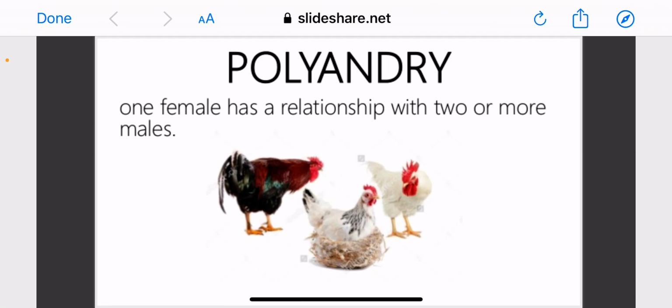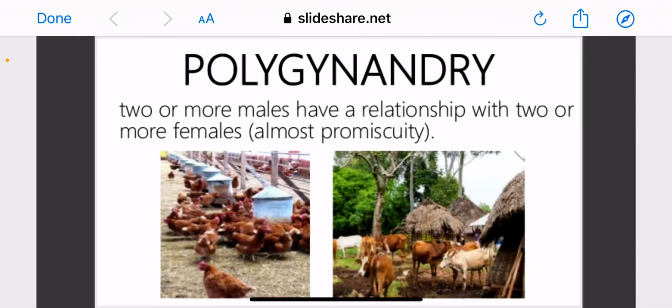We also have polyandry, wherein one female has a relationship with two or more males. So it's the opposite: a female who has a relationship with two or more males, other than the male having a relationship with females. And polygynandry, where two or more males have relationships with two or more females, which is almost promiscuity, parang kahit sino.